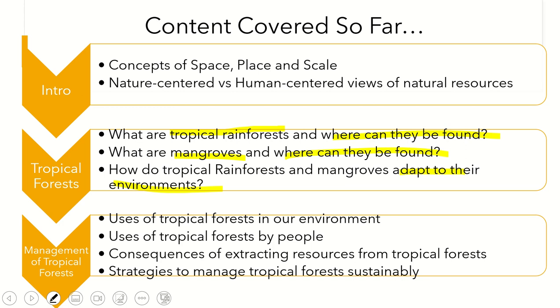And then after that, we talked about management of tropical rainforest, which is what we were doing over the past 2 weeks. We talked about the uses of people in the environment, how they are beneficial to our natural environment. Then we talked about how they are beneficial to people. And then we talked about the problems, the consequences when we extract too much resources from tropical forests. And then finally, we spoke about strategies so that we can help to manage these tropical forests sustainably. Sustainably means what? So that many, many generations in future can enjoy these tropical forests.